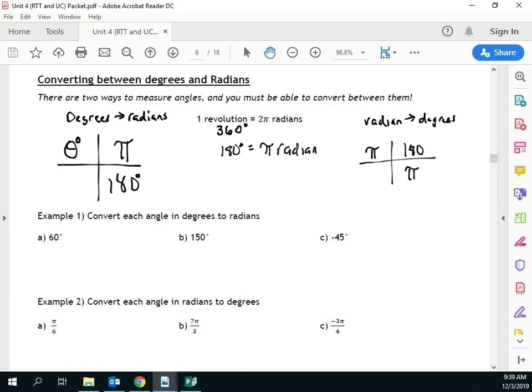So let's see what that looks like. So we have 60 degrees, we've got to convert it to radians. So we say, okay, it's going to be pi over 180, because the 180 needs to be on bottom. Well, can 60 go into 180? How many times? 3. That goes away, and that's left with 3. And so pi over 3 is what you got. And you went from 60 degrees is now pi over 3 radians.